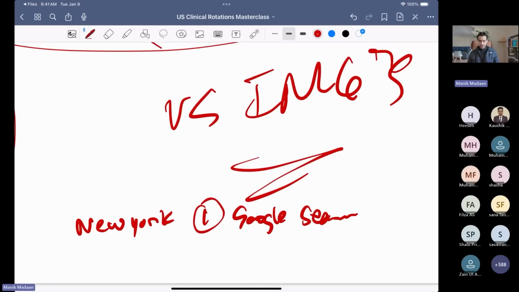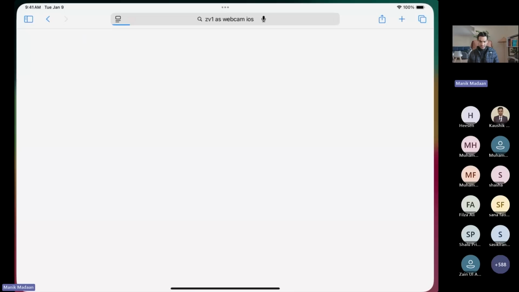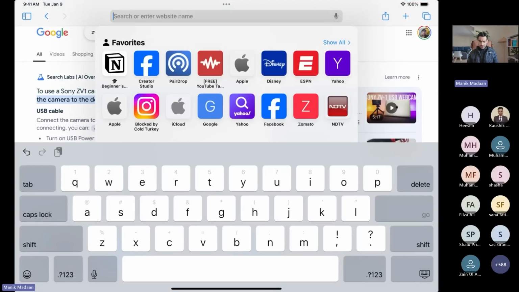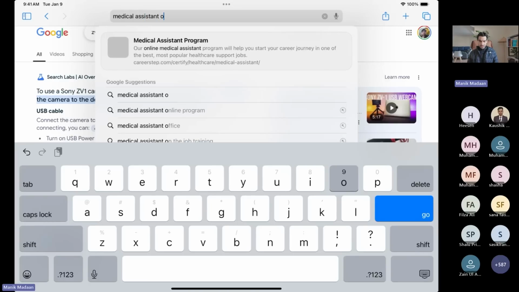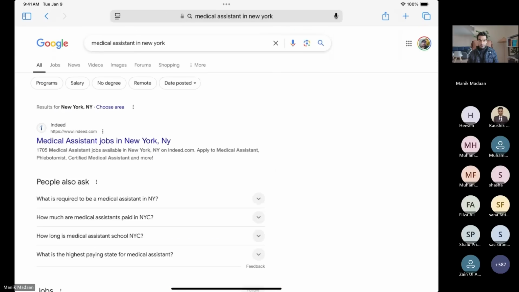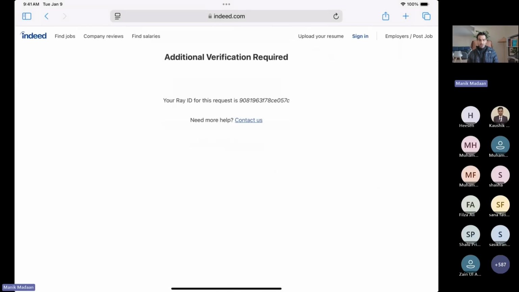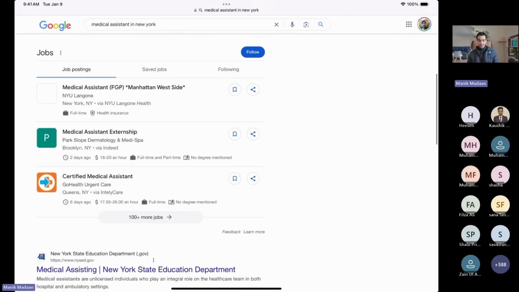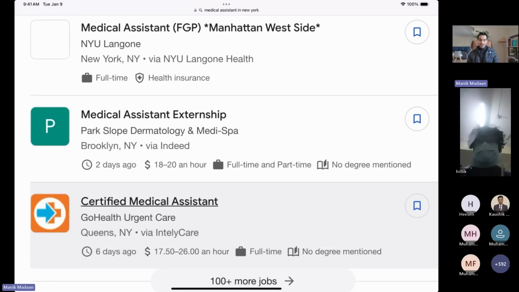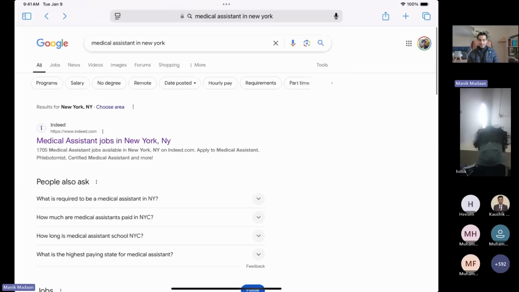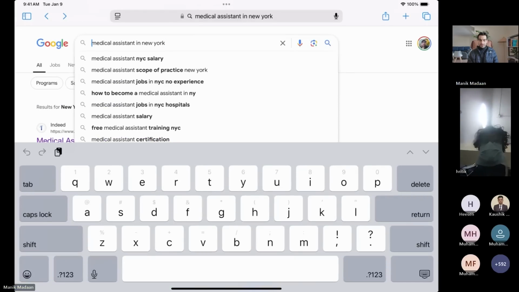Okay, let me just show it to you as well. Let me just open Safari here and show you that. So, medical assistant position in New York. Okay, so you can find jobs here, right? Again, Indeed has a lot of this, LinkedIn has a lot of this, and they'll say medical assistant externship, certified medical assistant, yada, yada, yada. The question you should also ask is, does New York require medical assistant certification?